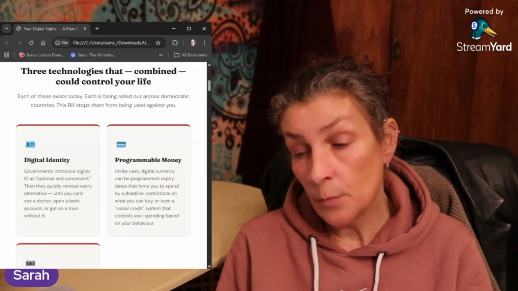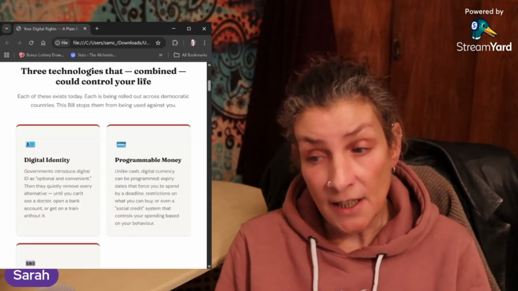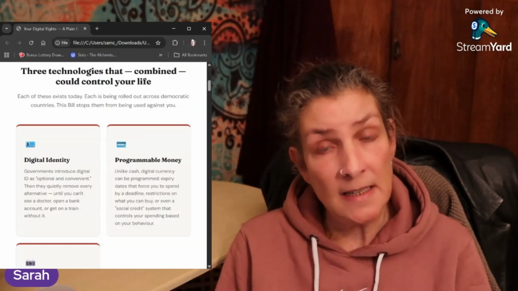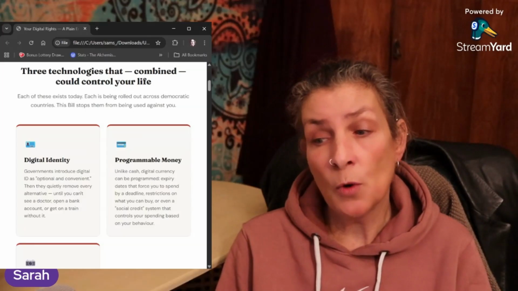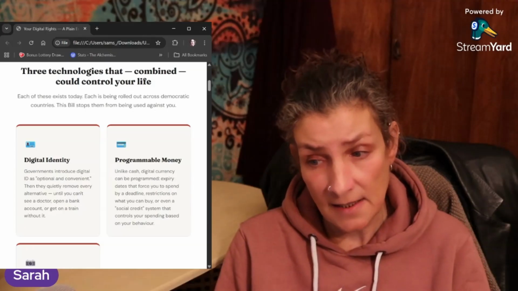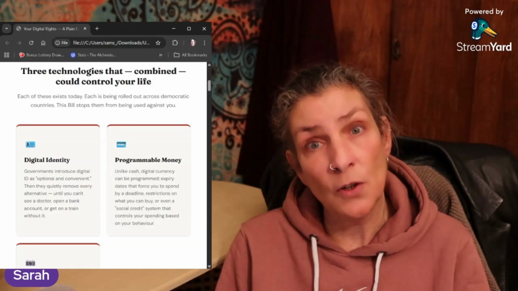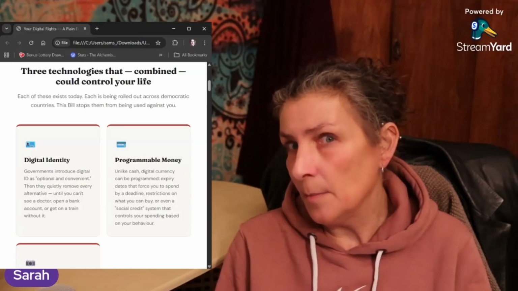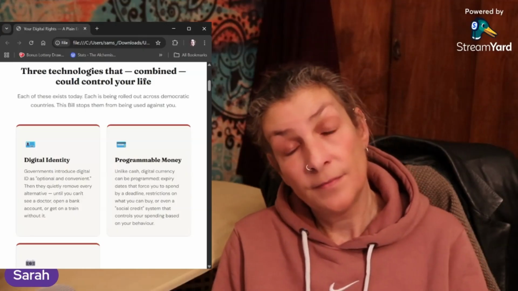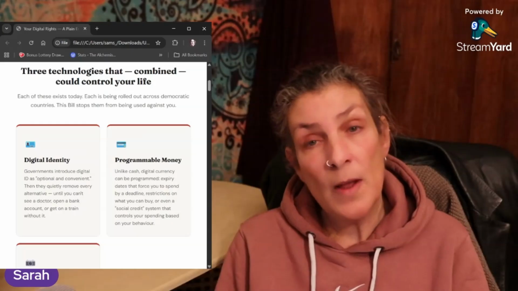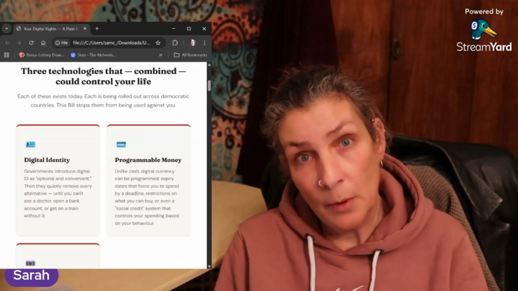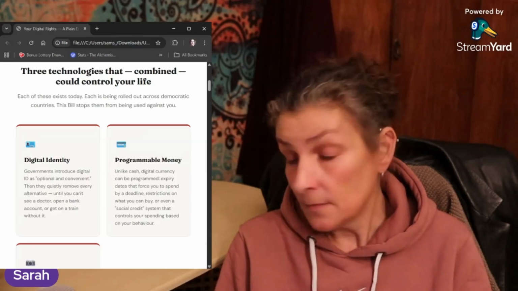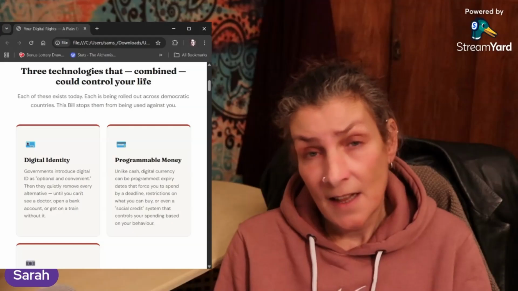Anything. Programmable money. Unlike cash, digital currency can be programmed. Expiry dates that force you to spend by a deadline. Restrictions on what you can buy, or even a social credit system that controls your spending based on your behavior. So if you are deemed to be behaving badly, they can cut your credit off. They can say no. Like we have a bank account and we like to think we can go and get money whenever we need it. If we've got it in there, if we need it, then we can get money. If it comes as programmable money, that won't be the case.